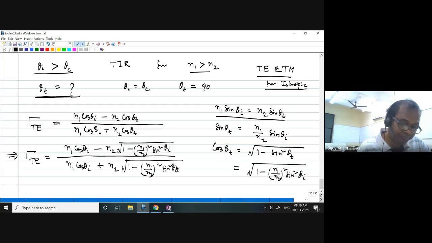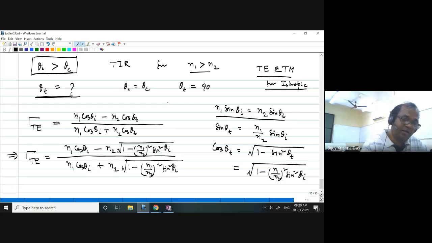Now you think about theta i greater than theta c. First of all, try to see when theta i equal to theta c, what is happening to this thing. Just put theta i equal to theta c here. What will happen? Sine theta c value is what? We know the value of sine theta c. So sine theta c equal to n2 by n1, right?